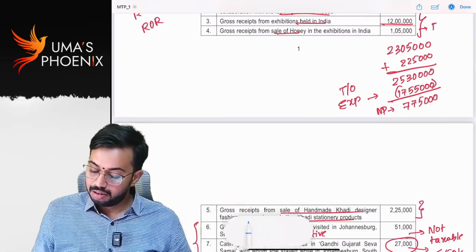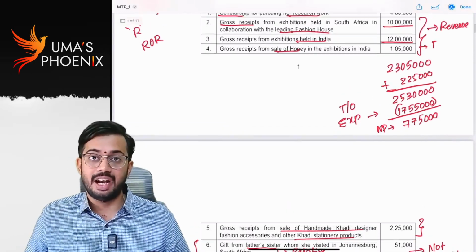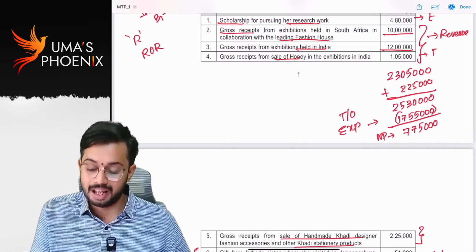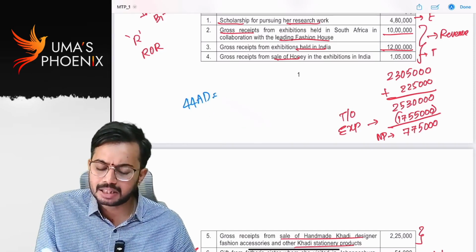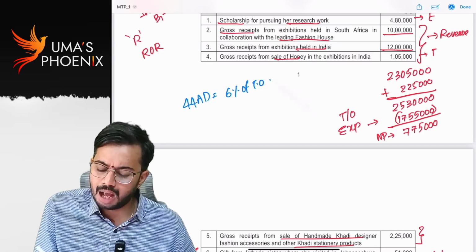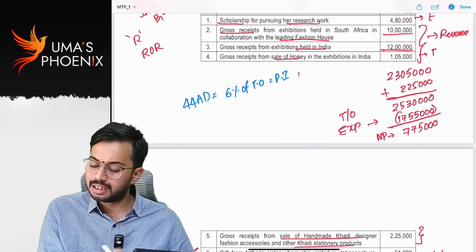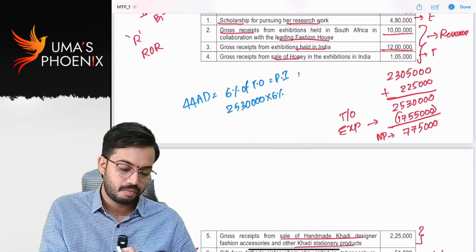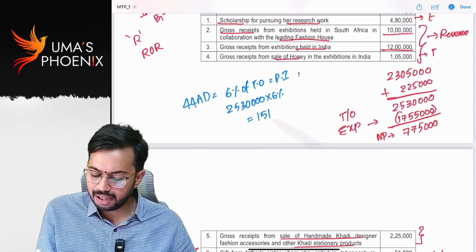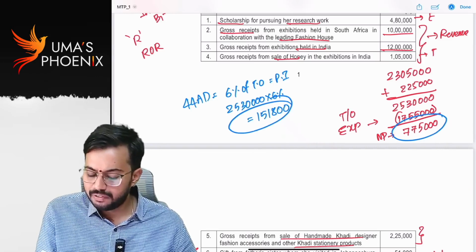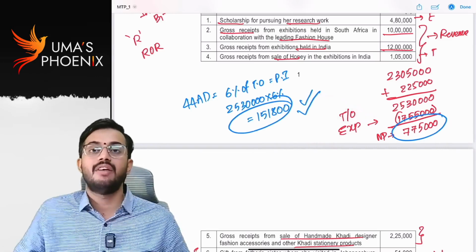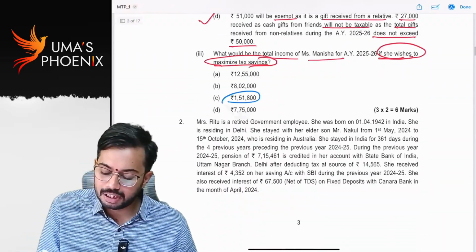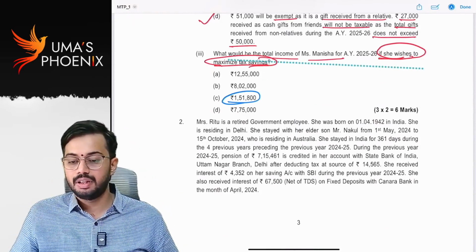But we can also calculate under 44AD, right? Because everything is received through bank. Up to 2 crore rupees you can calculate under 44AD. If you apply 44AD, 6% of turnover is presumptive income. Am I correct? So 6% of turnover means 25 lakh 30,000 into 6%. How much? 1,51,800. Out of these two, which is beneficial? It is better to disclose 1,51,800 as income. That is the answer. You can check. 1,51,800 is the answer. Next.